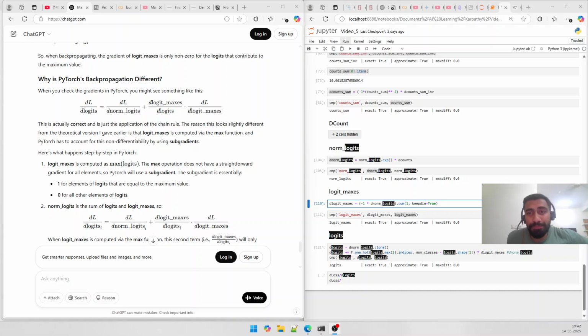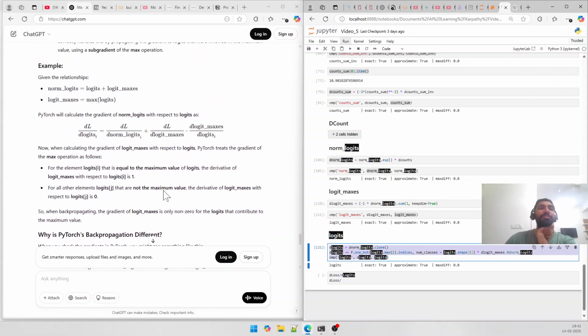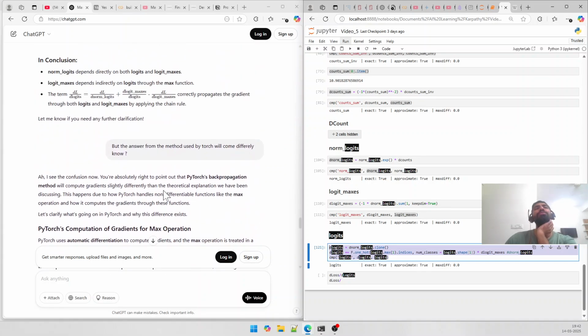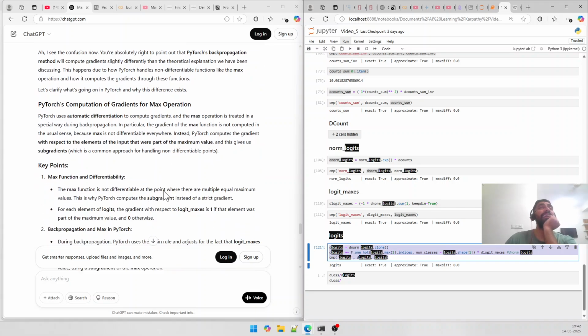Hello everyone. So I think in the previous video you would have seen that d-logits was the prime point of discussion as to why that's how it is calculated. Finally, after having a good amount of discussion with the chatbot, ChatGPT, I have some explanation for that. So the thing that's happening here, why is it this way and not the other way around?